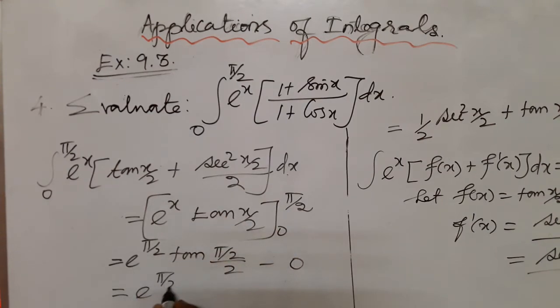It is e power pi by 2 tan pi by 4. Your tan pi by 4 is 1. So that is nothing but e power pi by 2. So your question answer is e power pi by 2.